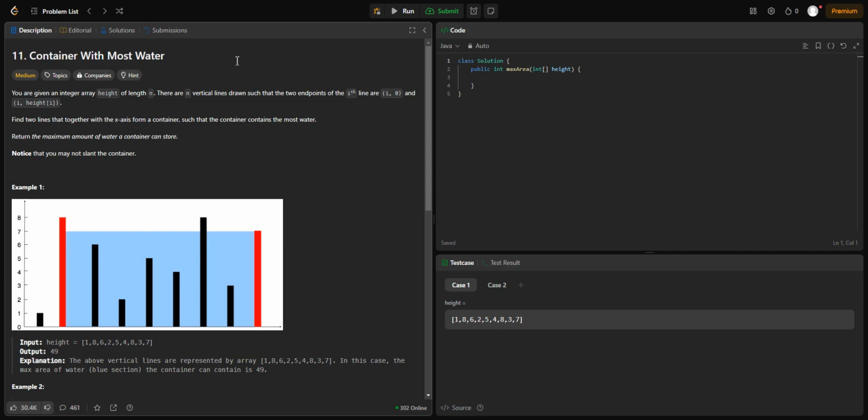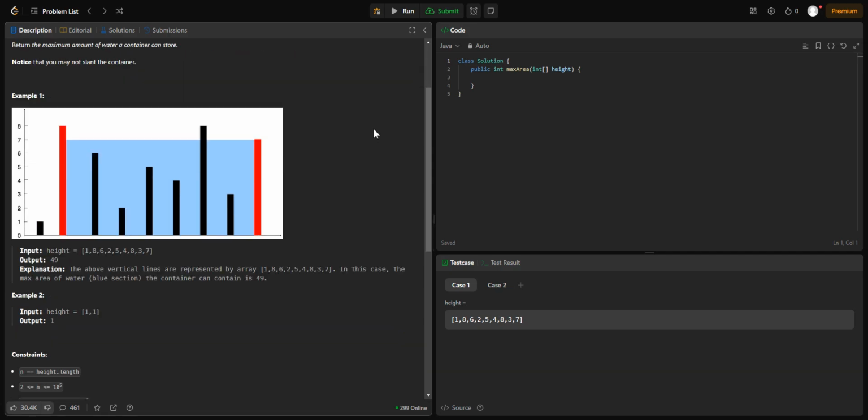So you were given an integer array, height, of length n, where there are n vertical lines drawn such that the two endpoints of the ith line are (i, 0) and (i, height[i]). Find two lines that together with the x-axis form a container such that the container contains the most water. Return the maximum amount of water a container can store, and you cannot slant the container.